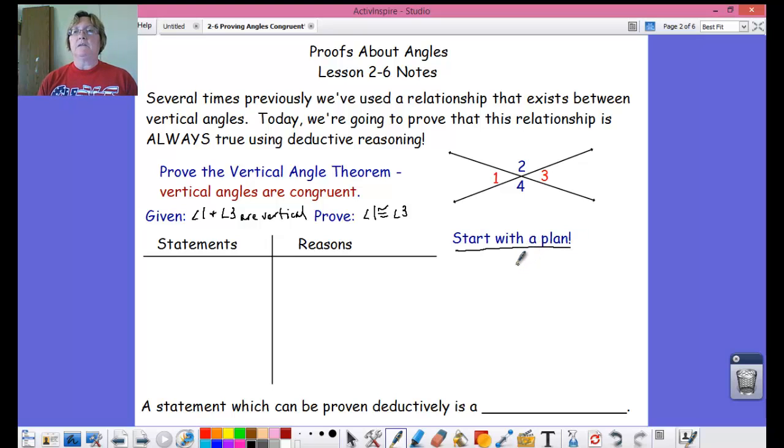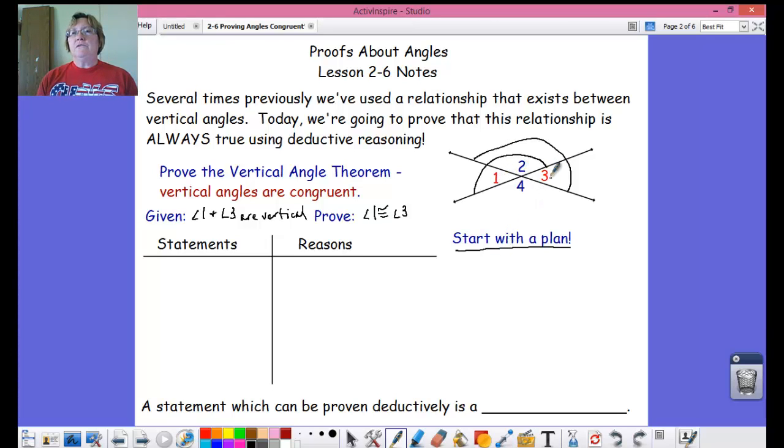Today I'm going to ask you to think with me as we begin each logical argument. We want to be thinking about a plan. And this one, we're going to use information about linear pairs. And you'll remember that angles 1 and 2 form a linear pair because they're adjacent angles, and their outside edges form a line. That same thing is true about angles 2 and 3. If you look at this picture from that perspective, that also is a linear pair. And we know that all linear pairs measure 180 degrees.